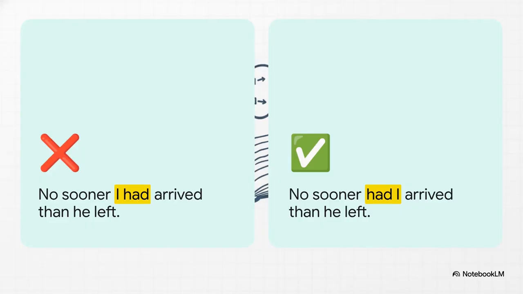Let's actually look at the mistakes people make. A huge one is just forgetting the inversion itself. Check out that first example. No sooner I had arrived than he left. The pairing word is right, but the structure is entirely wrong. You absolutely must place that auxiliary verb had before the subject I, like it shows right below. No sooner had I arrived than he left.